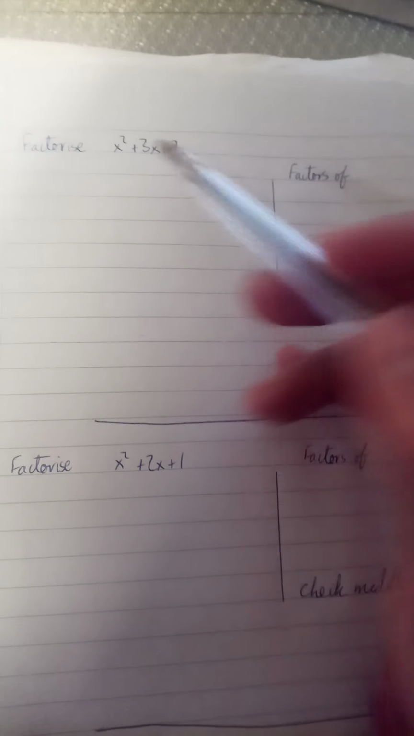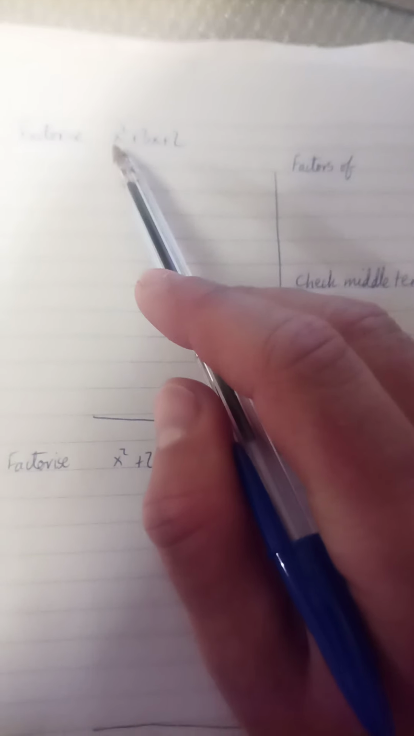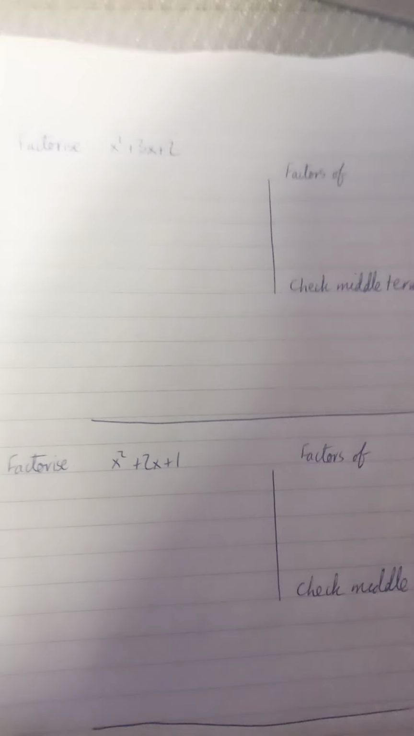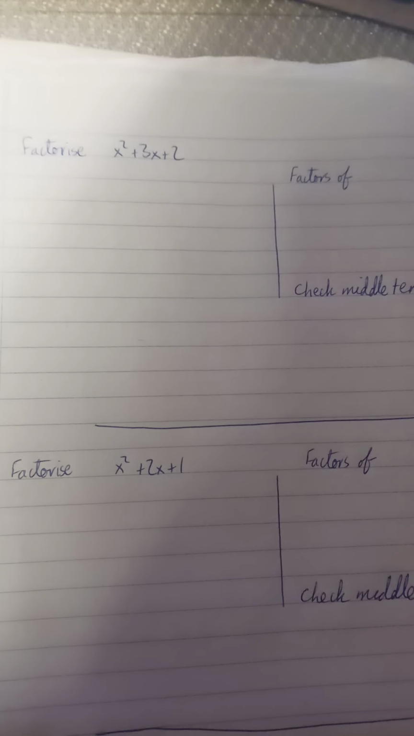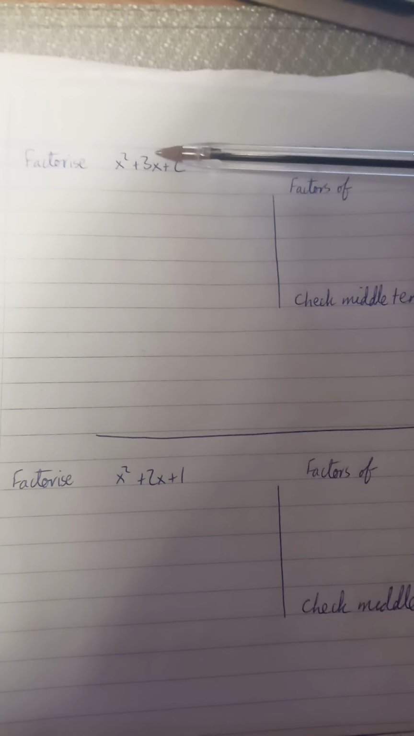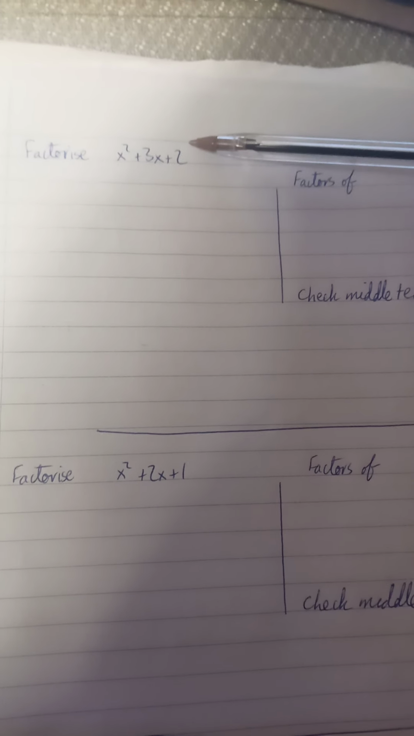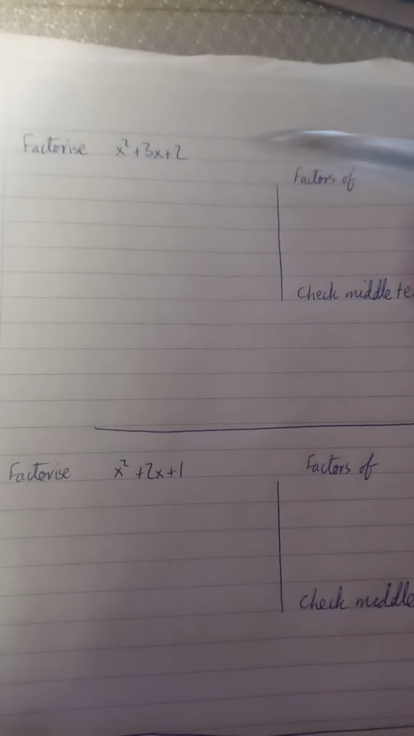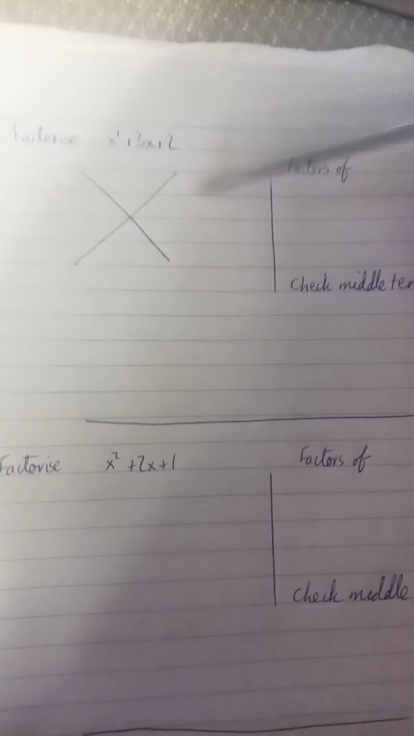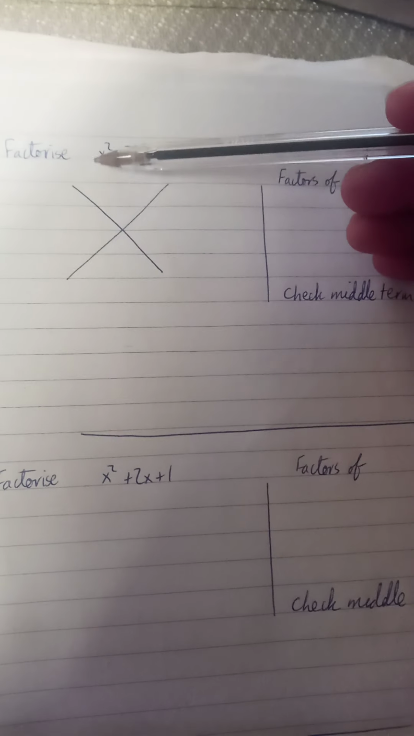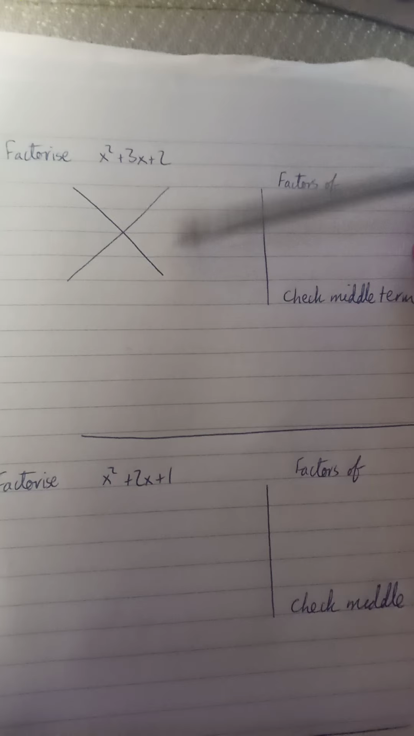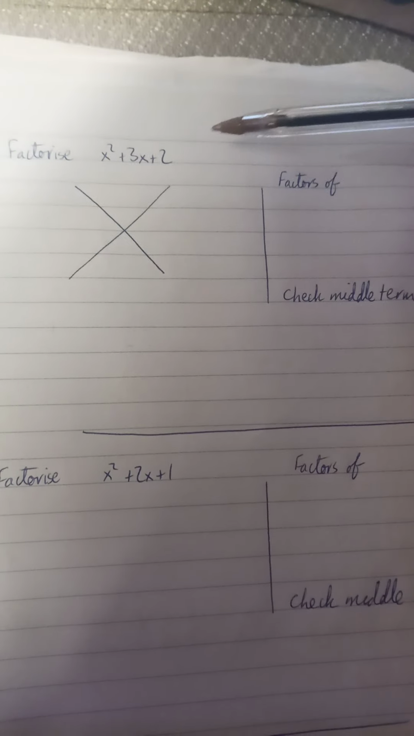Factorising a quadratic. A quadratic is something that's written in the form of decreasing powers of x. So in the above case, there's an x squared, there's a term with an x in it, and there's a constant. Now, the way I do it is I draw a big X, and at the tips on that side will be the factors of the first term, and at the tips on that side will be the factors of the second term.